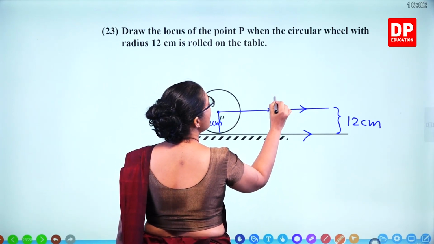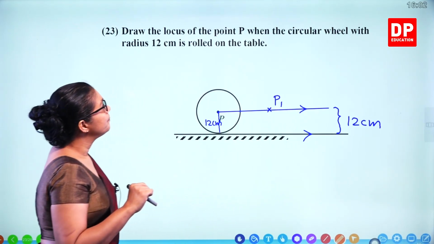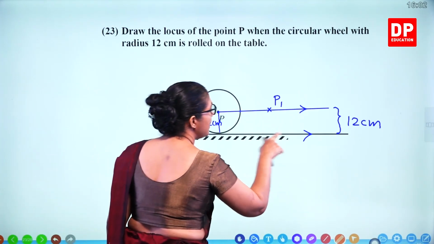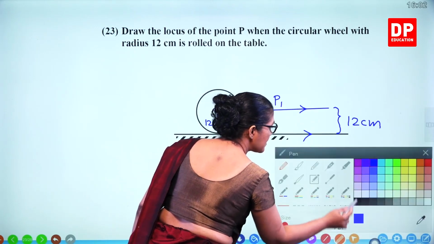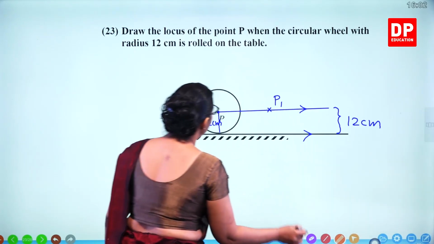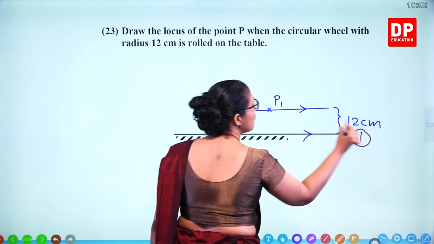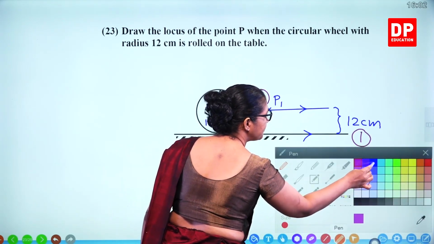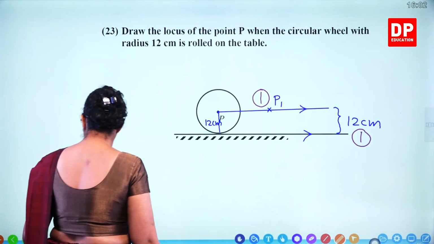So this one, we can take as P1. So draw the locus. That's how you need to show a parallel line 12 centimeters away. So 1 mark for showing that and 1 mark for the parallel line.